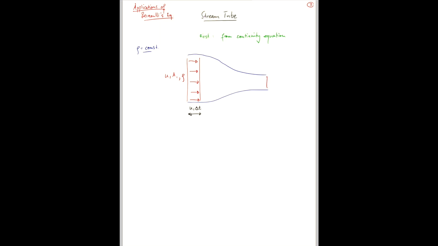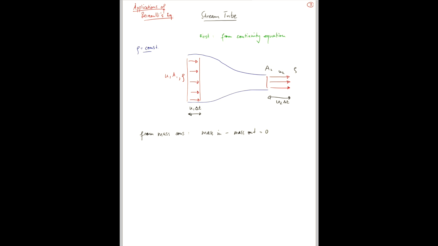At the outlet, the water is going to have to flow a lot faster since the cross-section is smaller. So now here we will have a distance u2 delta t, where the cross-section is a2, the velocity is u2, and the density is the same rho. And then we know from mass conservation that simply the mass in has to be the mass out. So mass in minus mass out is 0.